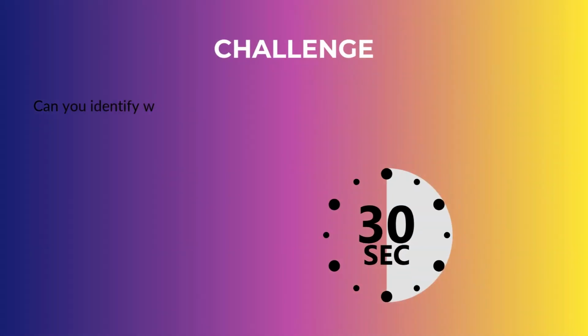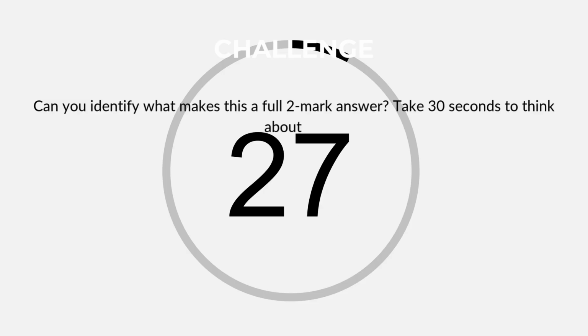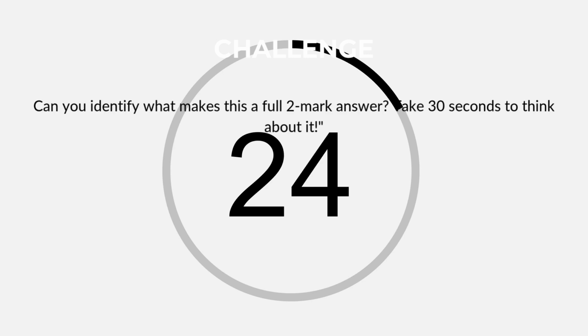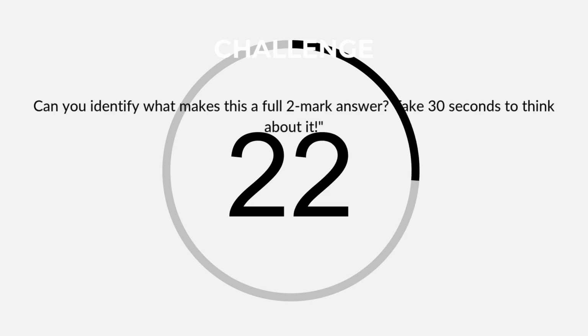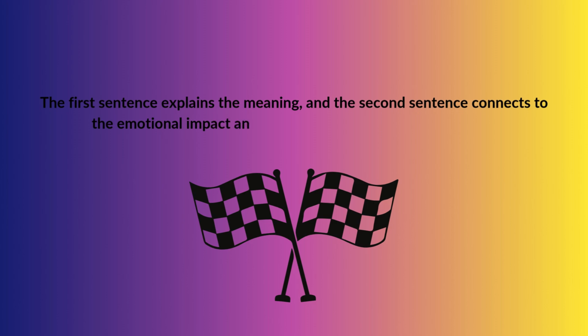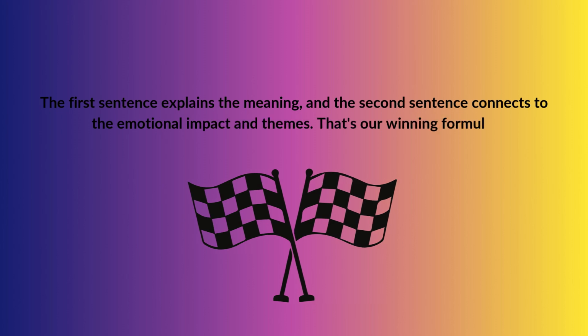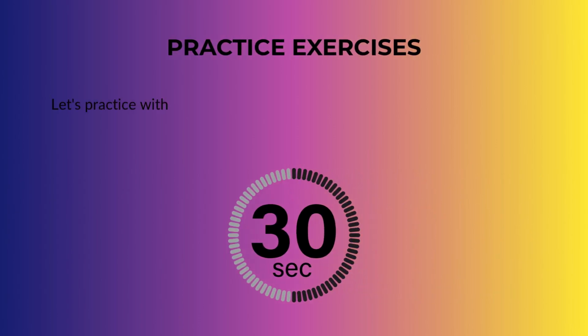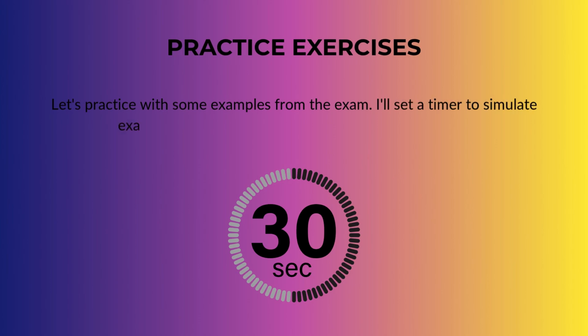Can you identify what makes this a full 2 marks answer? Take 30 seconds to think about it. The first sentence explains the meaning, and the second sentence connects to the emotional impact and themes. That is our winning formula. Let's practice with some examples from the exam. I'll set a timer to simulate exam conditions. You will have 30 seconds per question.